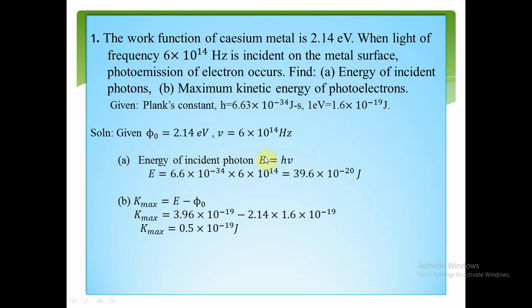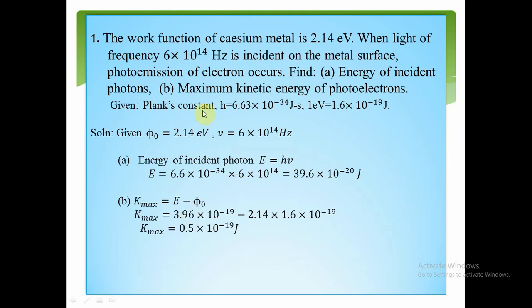The energy of the incident photon is given by E is equal to h nu. The value of h is given here, and the frequency nu is also given, that is 6 into 10 raised to 14 hertz. If you substitute, 6.6 into 10 raised to minus 34 into 6 into 10 raised to 14, after simplification we will get 39.6 into 10 raised to minus 20. Energy is measured in joules. This is the first answer, the energy of the incident photon.